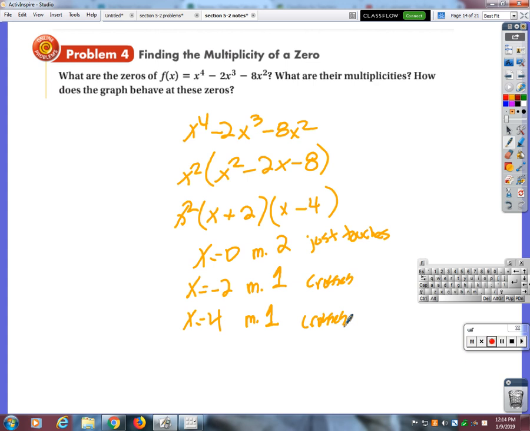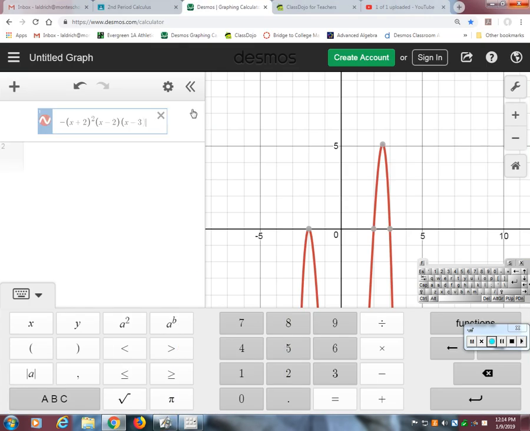Abby? Because this one, the x equals 0 came from this right here, from the x squared. And since that has a squared in it, it has a multiplicity of 2. Okay? All right, so let's graph the original thing.